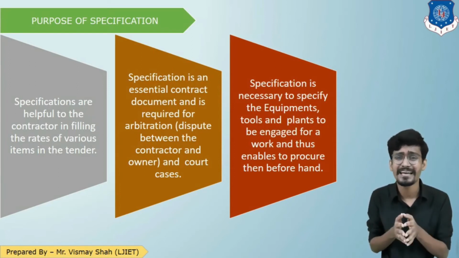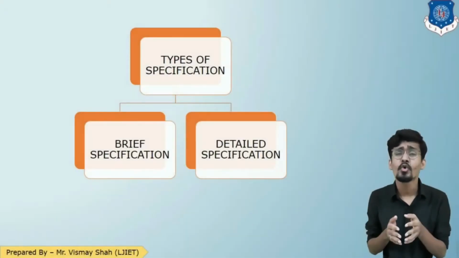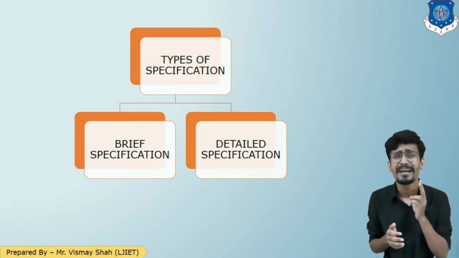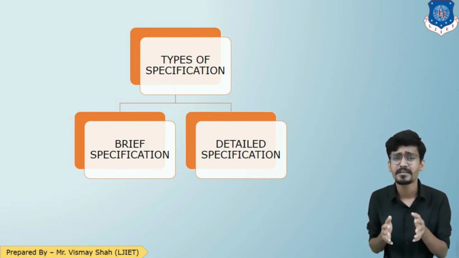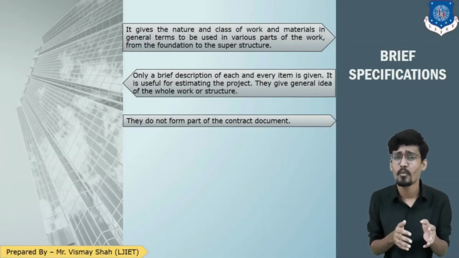Now let us see the last topic of our session, that is types of specification. There are 2 types of specification. First, brief specification, and second, detailed specification. Starting our discussion with brief specifications: it gives the nature and the class of work and materials in general terms to be used in various parts of the work, from the foundation to the superstructure.